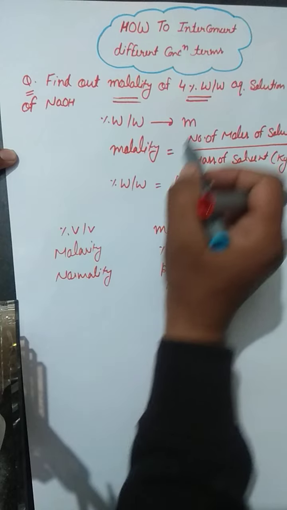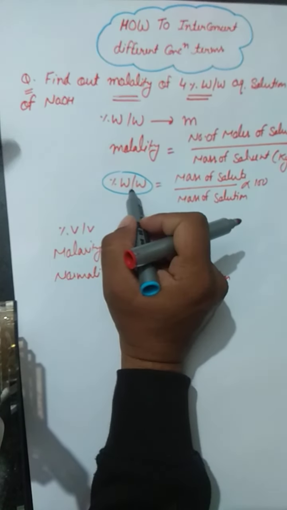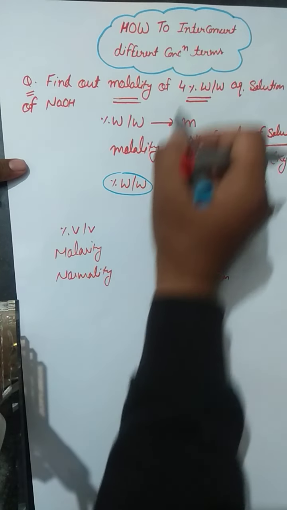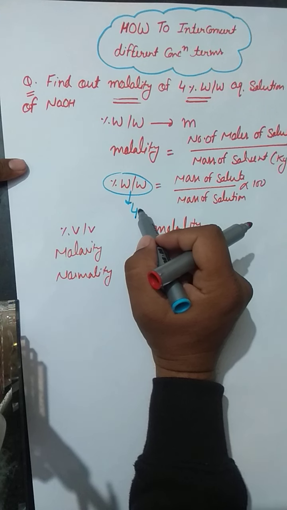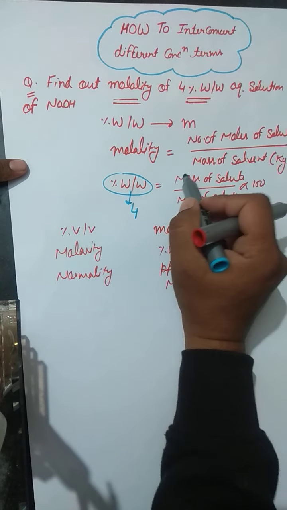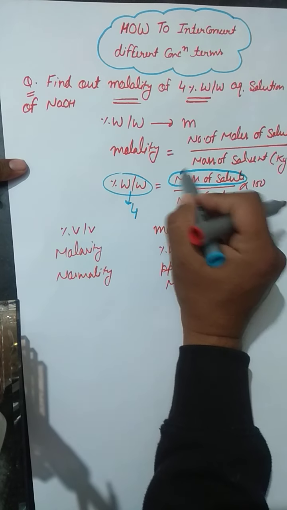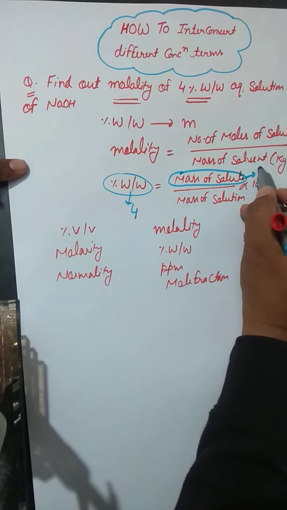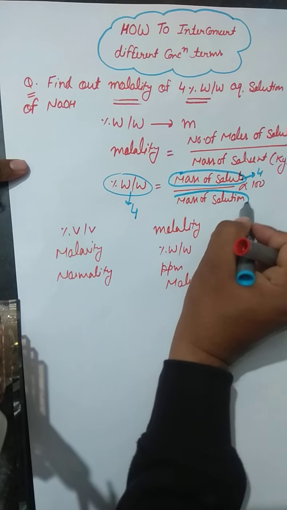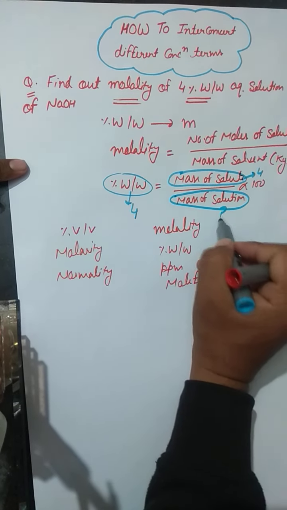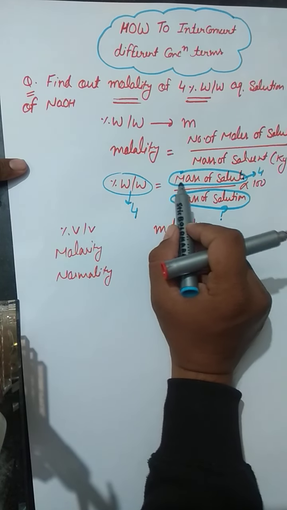What is our trick? The trick is that the thing which is given, you have to write down here. That is percent weight by weight. How much percent weight by weight? That is 4. So write down 4 here, and the similar digit you have to write down in this formula upward. Means mass of solute, that is also 4. Now you have to think what you have to write down here to correct this equation.